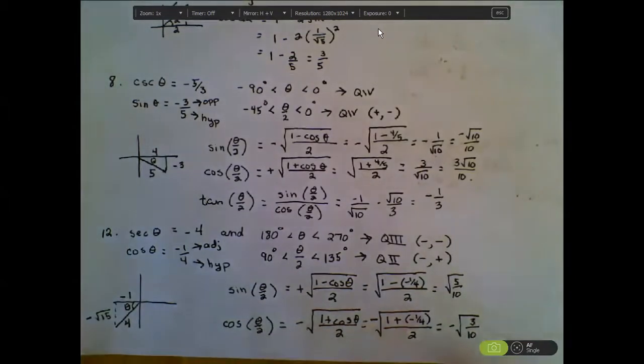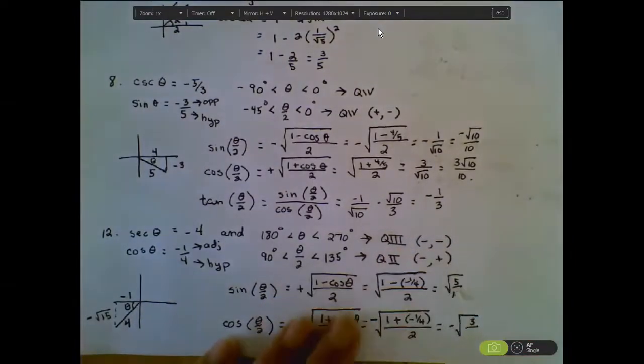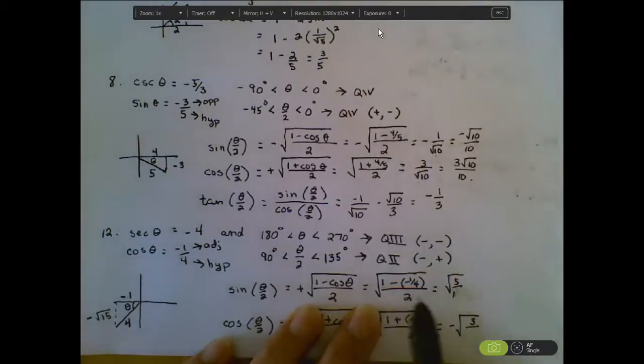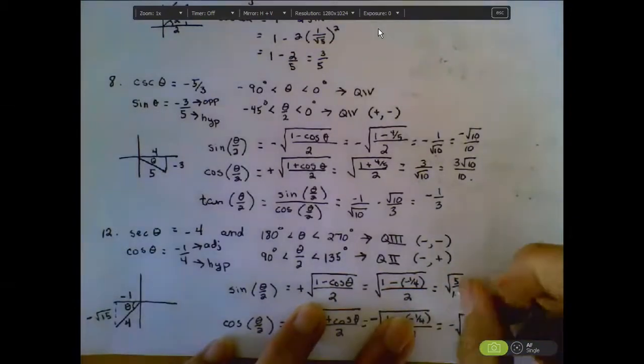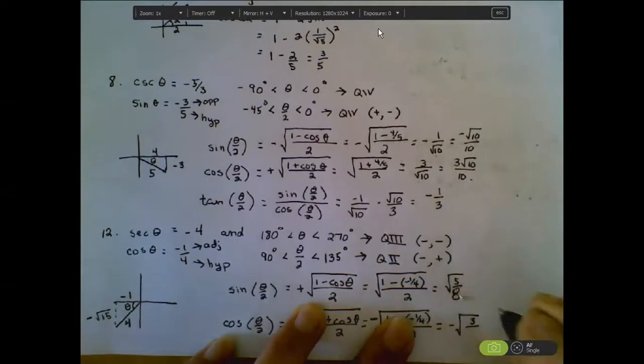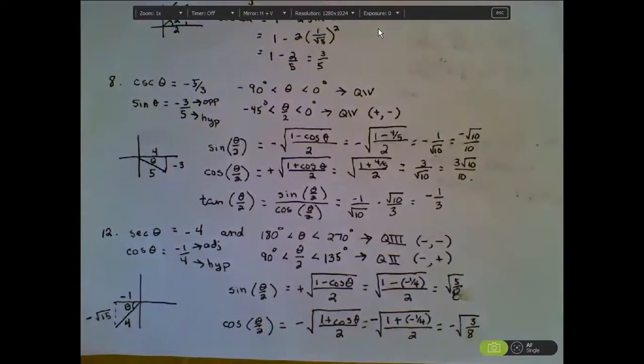No, that's not 10. 4/4 plus 1/4 is 5/4. 5/4 divided by 2 is 5/8, not 5/10. You could rationalize those, and I'm pretty sure that on the test, since the test is going to be in MyMathLab, it will probably want you to rationalize the denominator, so you should.